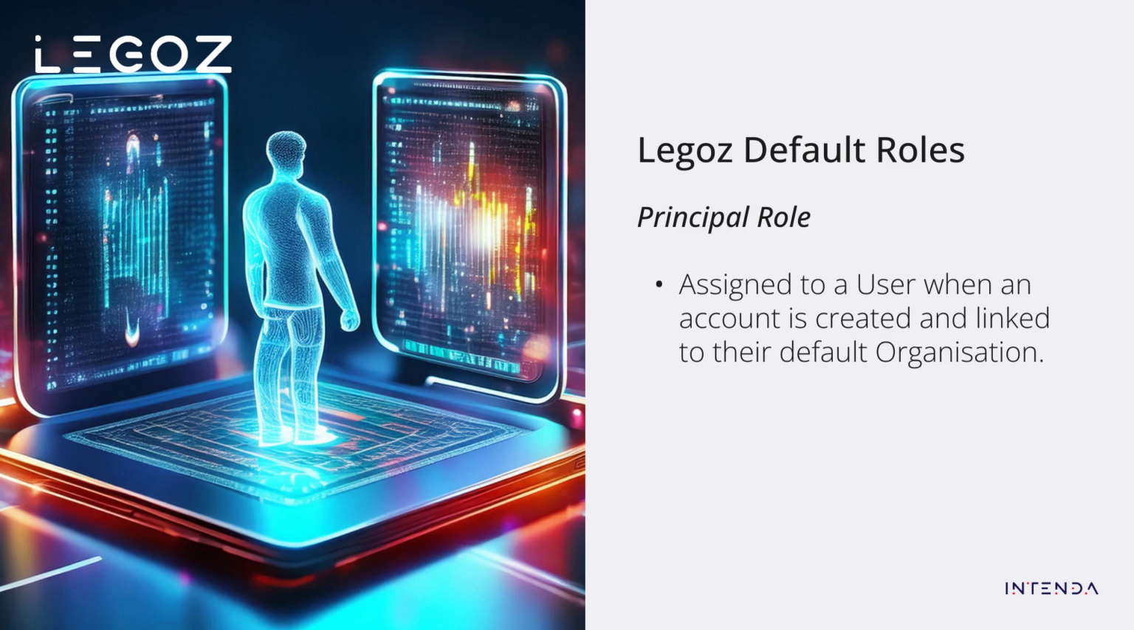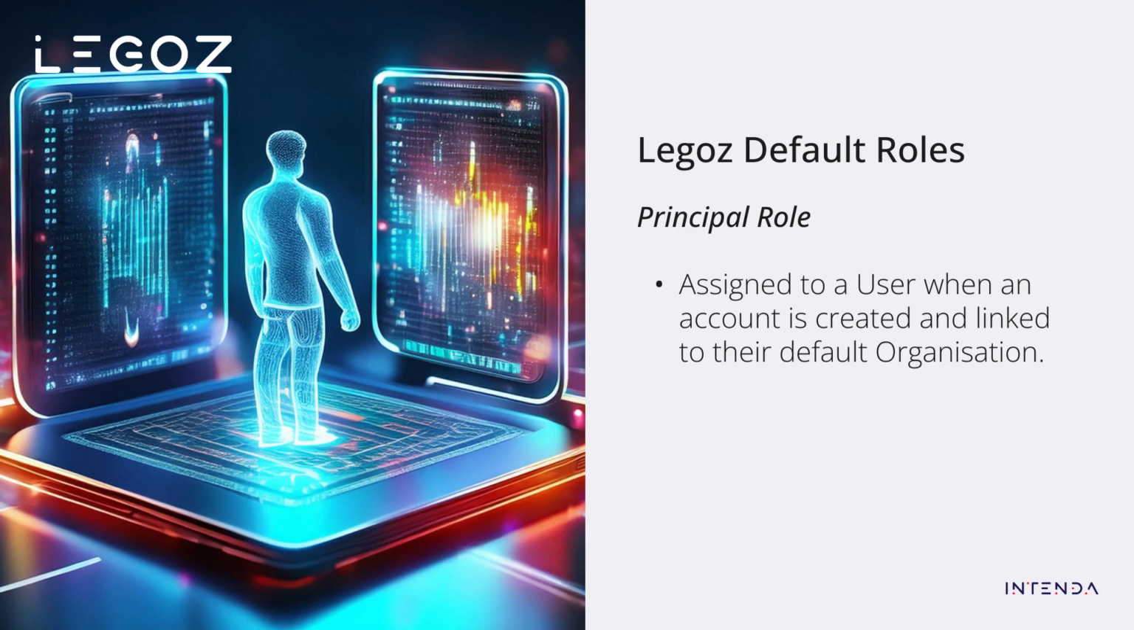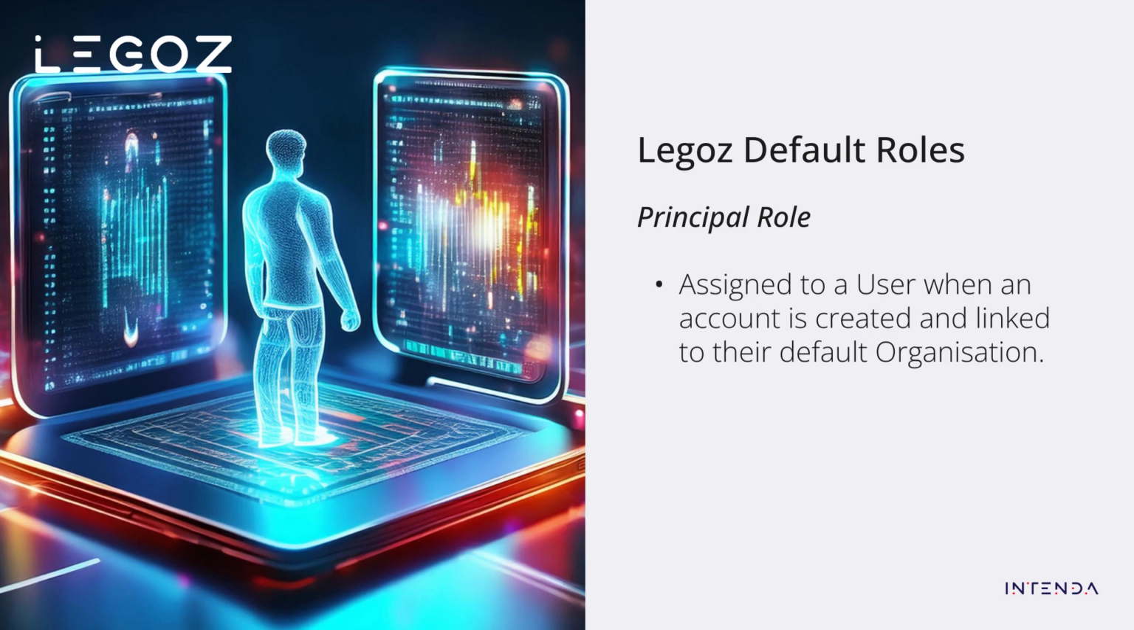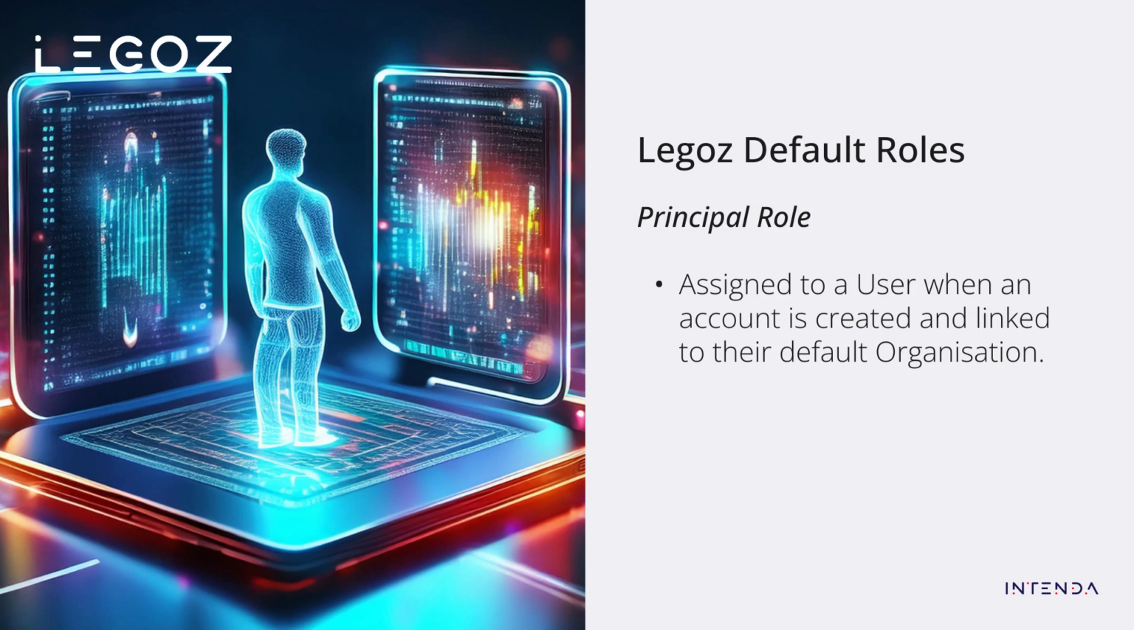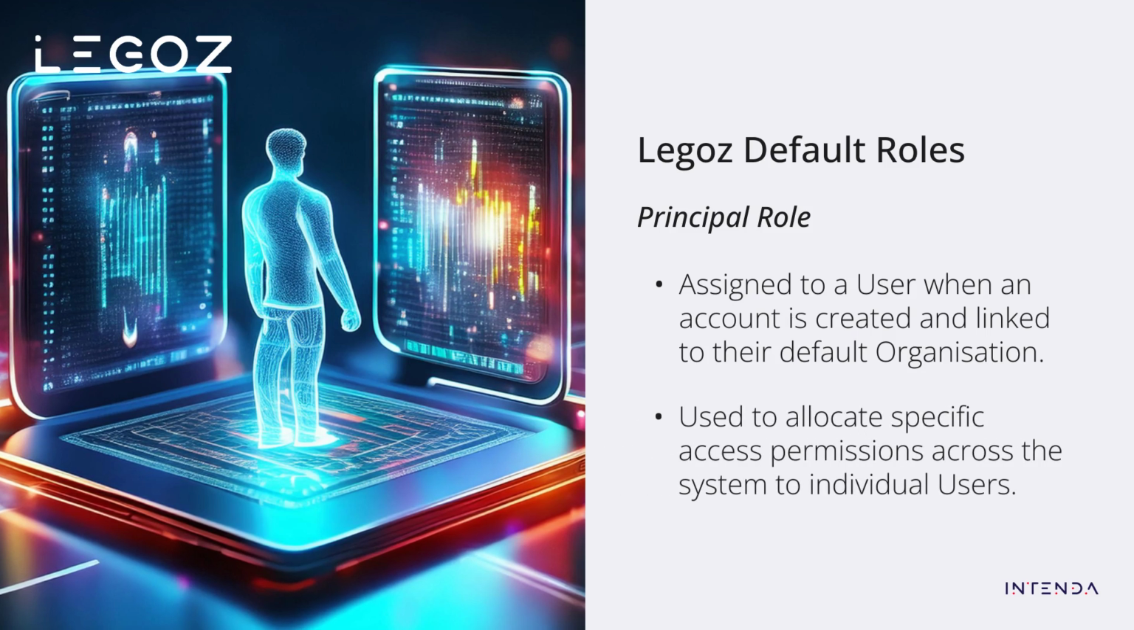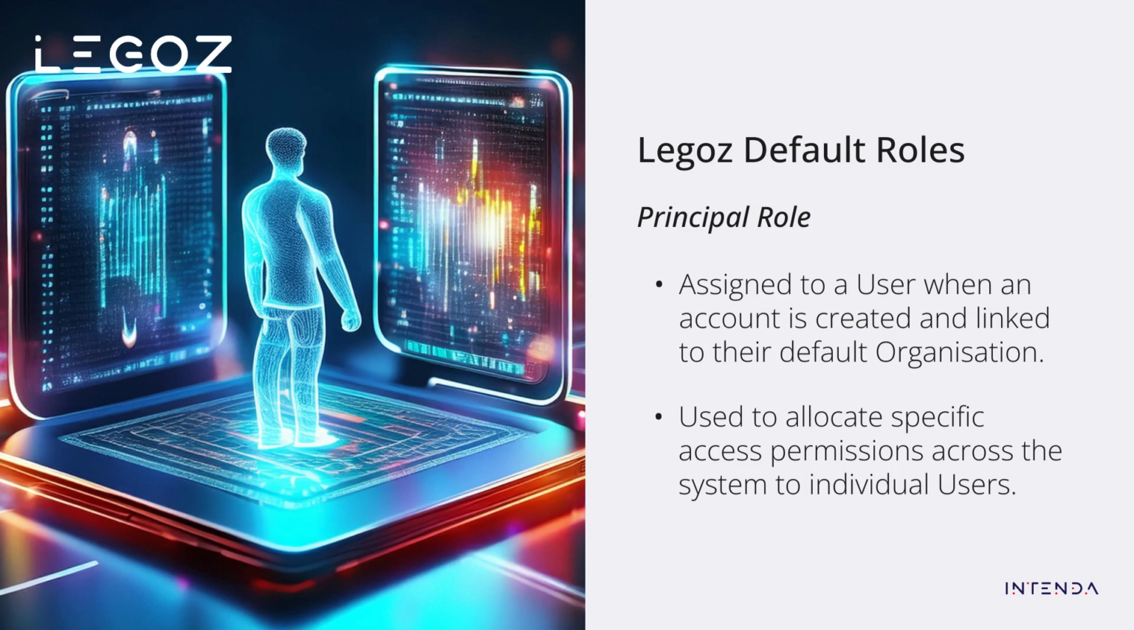The principal role involves verifying the identity of the user attempting to access the application, which is typically done through authentication mechanisms such as username and password, multi-factor authentication, or tokens. The principal role is also utilized to allocate specific access permissions to individual users across the system.